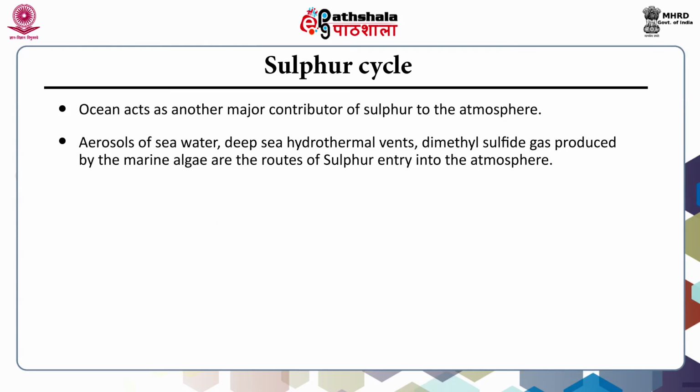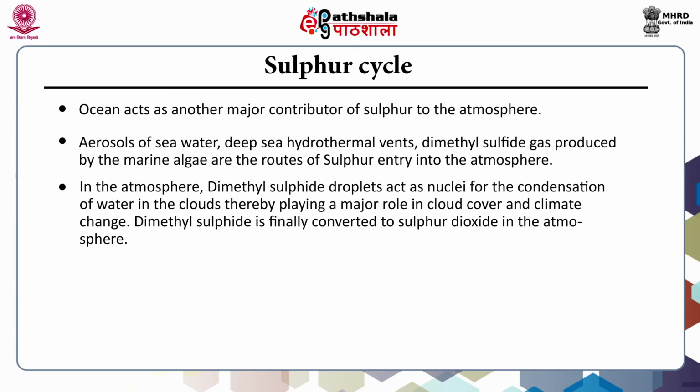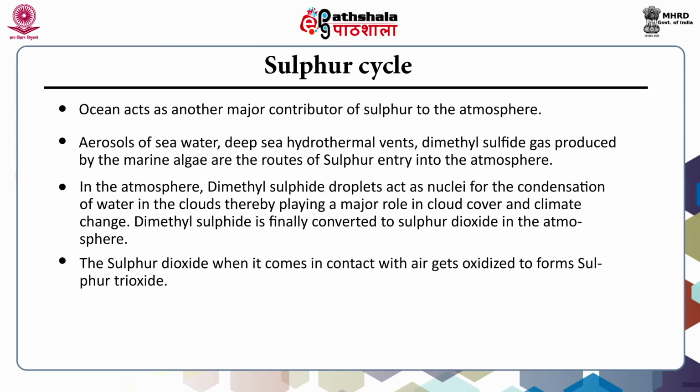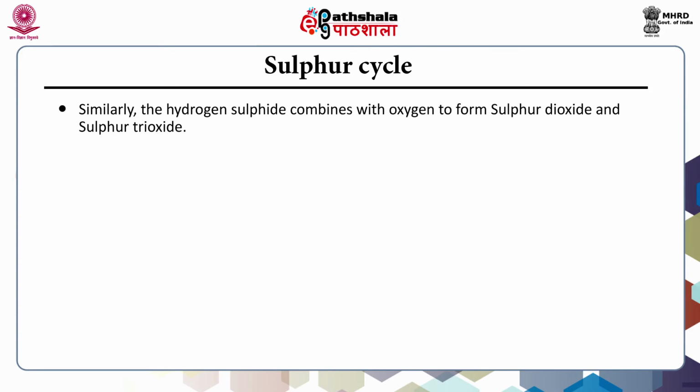the atmosphere. Now, in the atmosphere, the dimethyl sulfide droplets act as nuclei to condense water in the clouds, thereby playing a major role in cloud cover and the climate change. Dimethyl sulfide is finally converted to sulfur dioxide in the atmosphere. The sulfur dioxide, when it comes in contact with air, gets oxidized to sulfur trioxide. Likewise, the hydrogen sulfide combines with oxygen to form sulfur dioxide and sulfur trioxide.